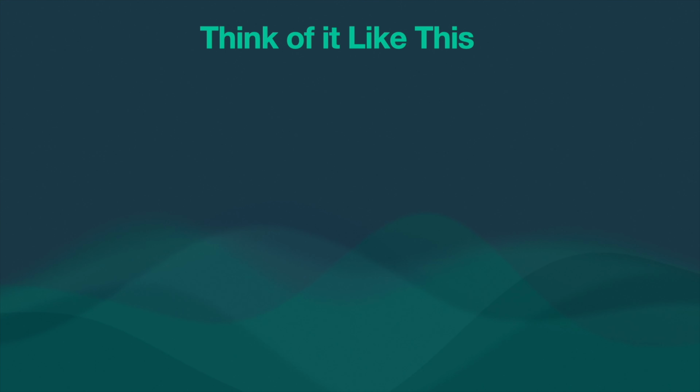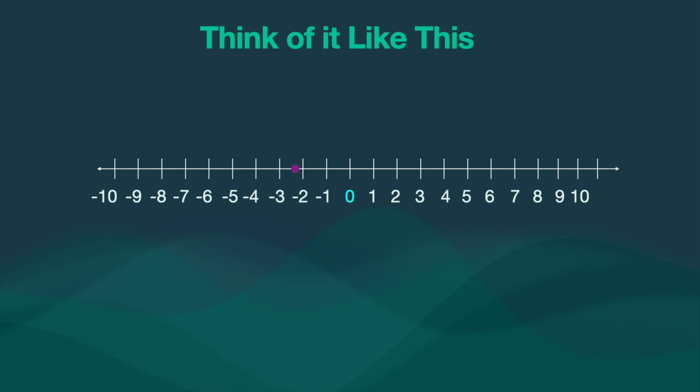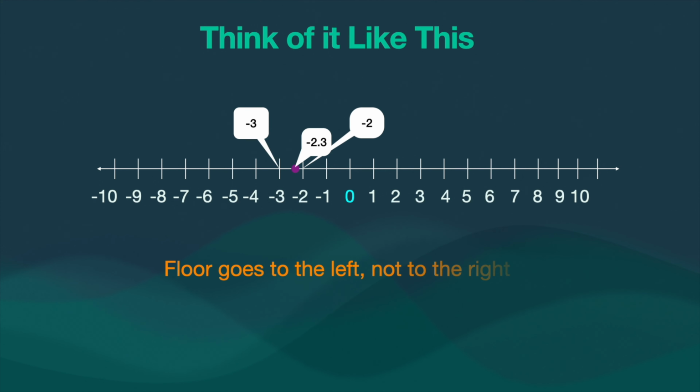Now think of it like this. You are standing on a number line, right here at negative 2.3, between negative 3 and negative 2. The floor function says look left, go to the nearest integer to your left, that is negative 3, not negative 2. The floor always goes towards the left on the number line, never towards the right.